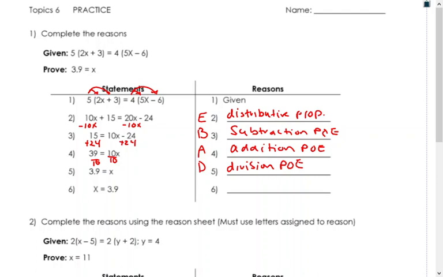Our last one is we changed directions. What was on the left became what's on the right. And this is the symmetric property. This is not the reflexive property. That is different. That's when we say x equals x. But when we change sides, we have the symmetric property. And if we look at our descriptions, that was reason H.